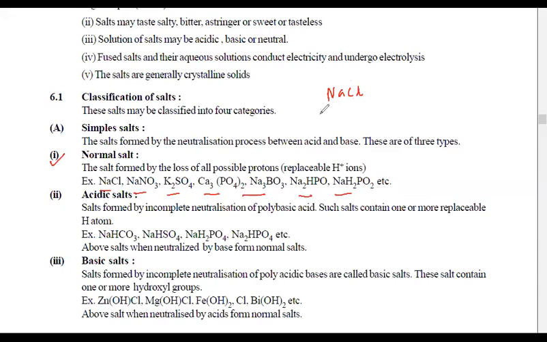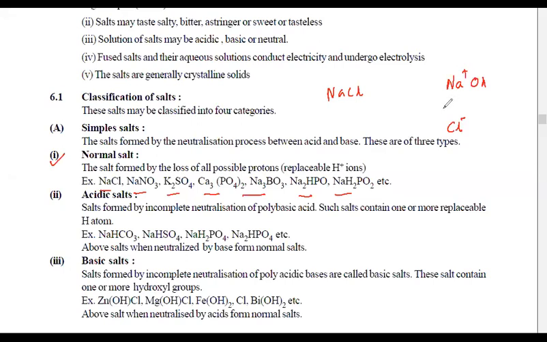Now, always look for the cation and anion. In this case, the cation is Na+ and the anion is Cl-. Whatever cation or anion you get, just think about this: add OH, because a base will give OH-. So this Na+ should have been formed by a base, NaOH. Tell me yes or no, because this NaOH will give OH-, then we will get Na+, right?